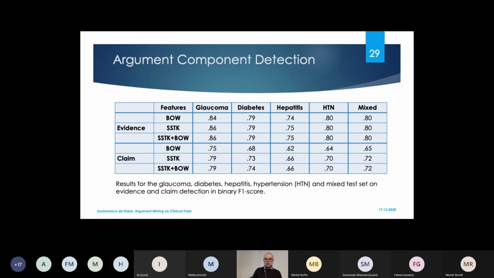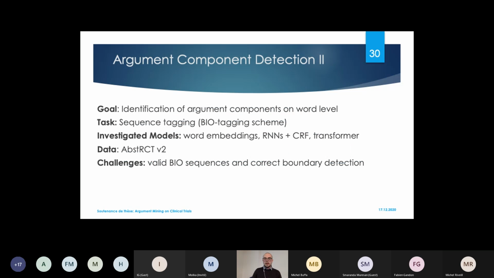And in general, if we look here to the combined model, so if we add the tree kernels with the bag of words, we can see that there is no increase in performance. So this means that both features hold the same information content. However, these experiments, as I mentioned before, did not consider the boundary detection. So the next step was to include the boundary detection.